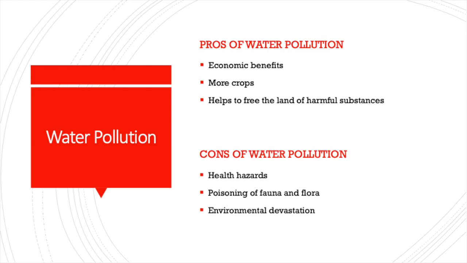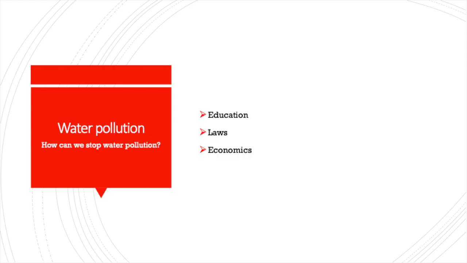There are lots of cons to water pollution. The top three are health hazards, poisoning of fauna and flora, and other causes it has to the environment and health. We can stop water pollution by educating ourselves. In order to solve a problem, people need to be aware of the problem. Greater public awareness can make a difference.